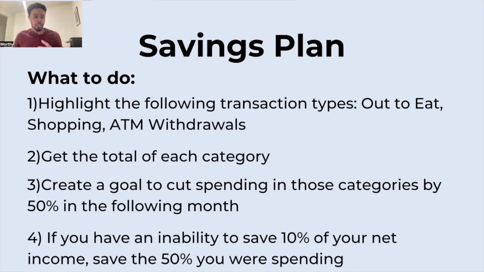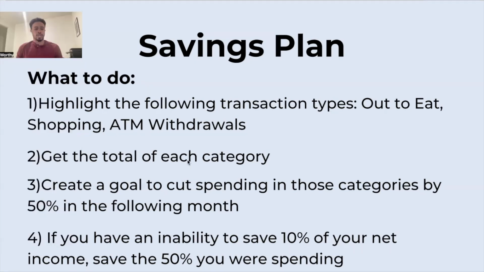Number two, how to create your savings plan. You're going to get a total of each of these three categories. So one of your out to eat could be $600, your shopping could be $400, and your ATM withdrawals or money transfers could be $200. You're going to get a total of each of those categories. Number three, you're going to create a goal to cut spending in those categories by 50% in the following month.